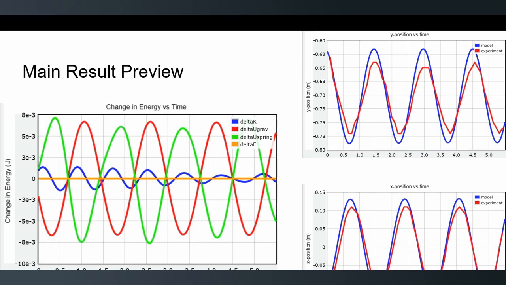So main result preview there. On the left, that graph is showing the change in energy versus time, and so change in energy overall is always zero, but delta U of spring changes, delta U of gravity changes, you go up and down. The delta U of the spring changes as it compresses or lengthens, and then delta K changes. And on the right, we see the change in Y position. The blue is the model, red is the experiment. They're pretty similar, and below that is the X and T position between model and experiment.